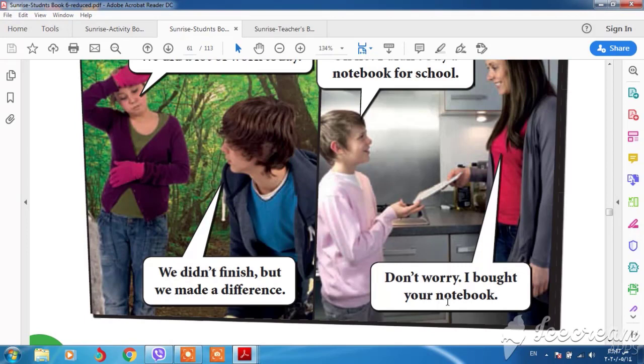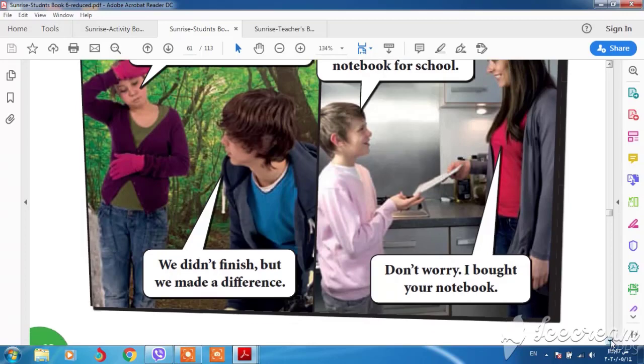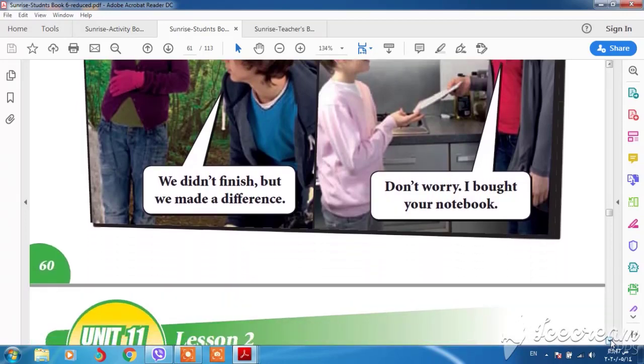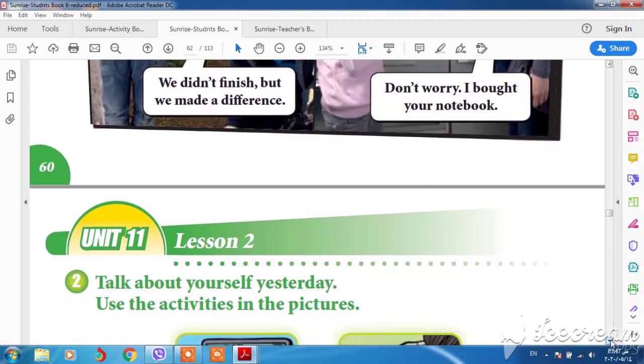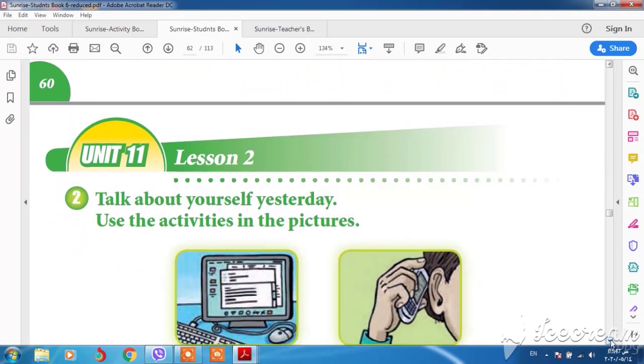Don't worry, I bought your notebook. Also we have bought. It means that the sentence is past simple. If we make it present, it will be I buy your notebook. I buy. It will be bought in the past. Okay, and we have some pictures.